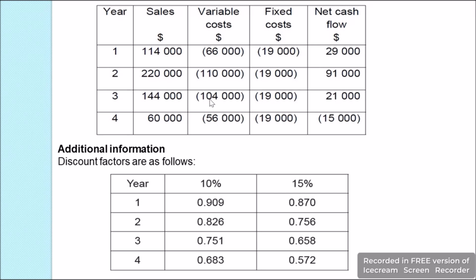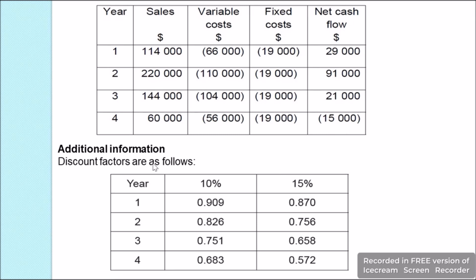From there we subtract the variable cost, which we have calculated as $104,000, and the fixed cost, which was given, was $19,000. So we get the net cash flow as $21,000. In year 4 the sales, which we have calculated, was $60,000. The variable cost, which we calculated, was $56,000, which we subtract, and the fixed cost, which was given, was $19,000. Again, when we subtract this from the sales, we get the net cash flow as negative $15,000.